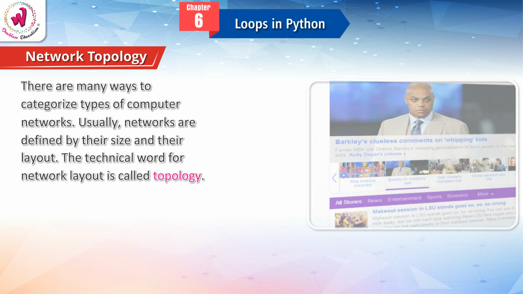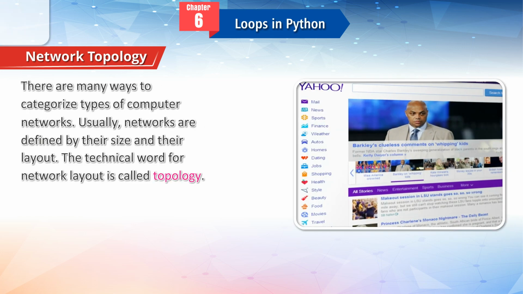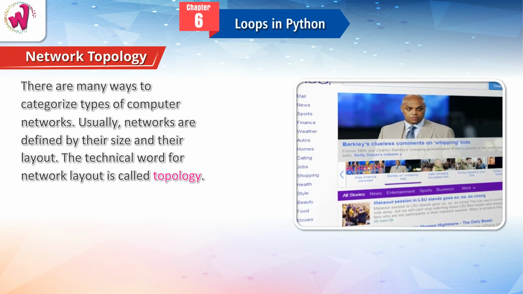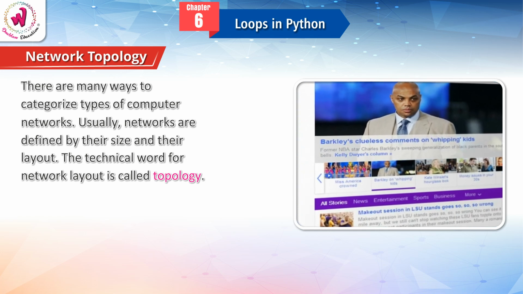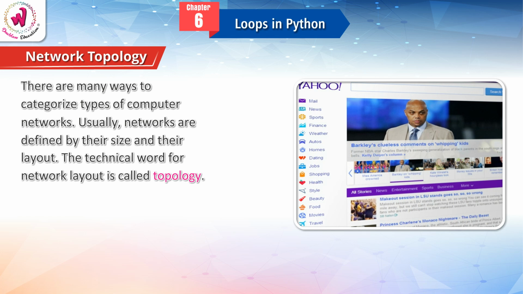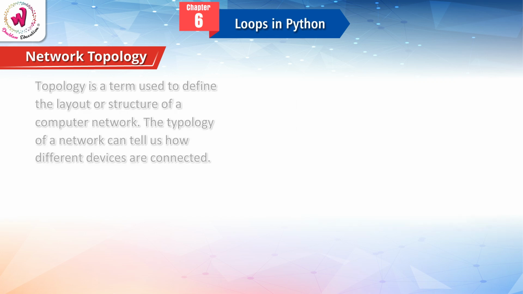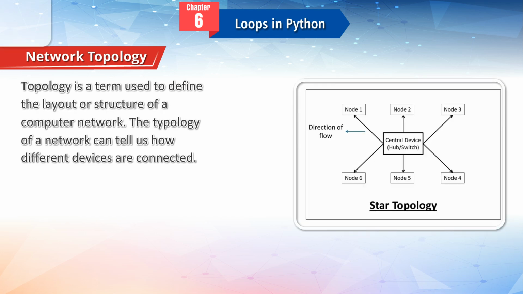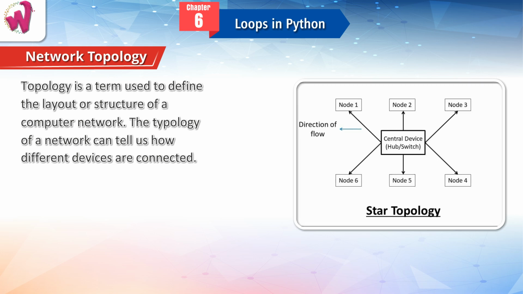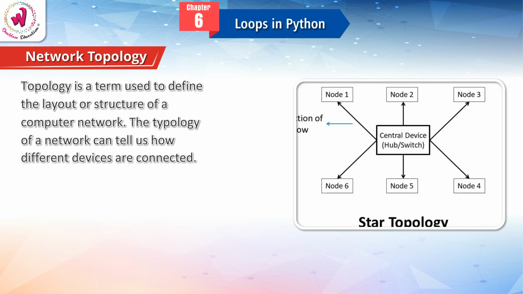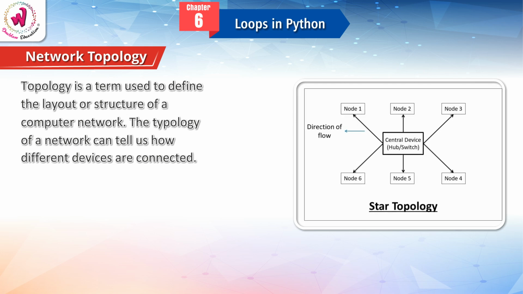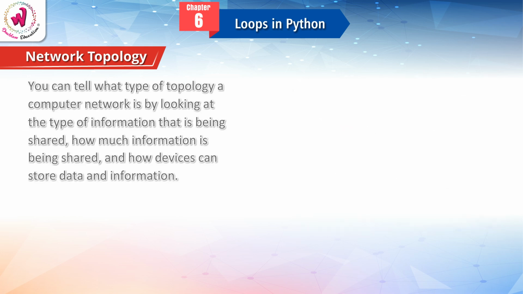Network topology. There are many ways to categorize types of computer networks. Usually, networks are defined by their size and their layout. The technical word for network layout is called topology. Topology is a term used to define the layout or structure of a computer network. The topology of a network can tell us how different devices are connected.